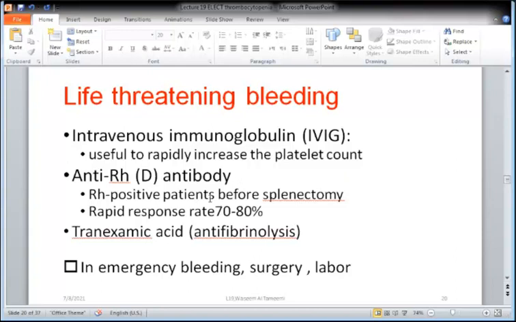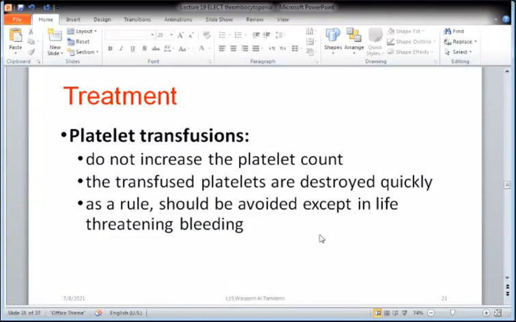For Rh positive patient before splenectomy, they can get a rapid response in 70 to 80% of the cases. These are indicated for emergency bleeding, in emergency surgery, or in pregnant lady near term and or under labor. Other lines of treatment is the antifibrinolytic therapy, tranexamic acid. This is very useful for mucous membrane bleeding. Tranexamic acid to arrest the bleeding.